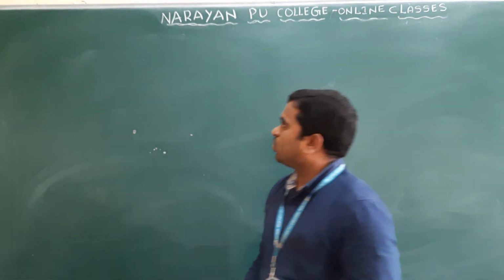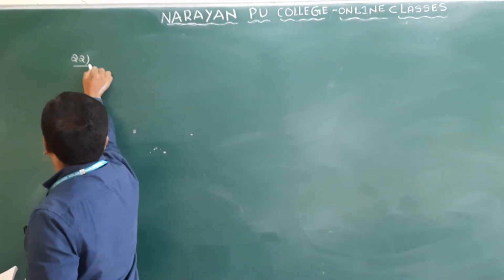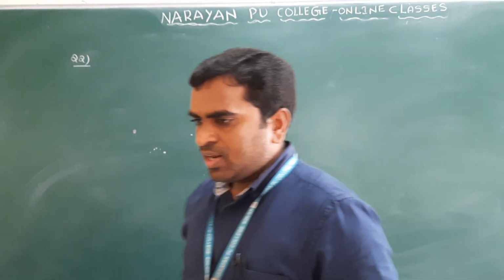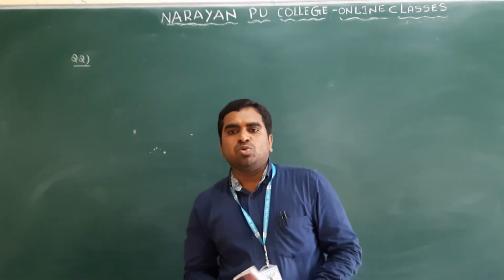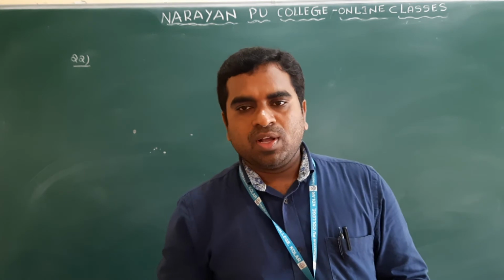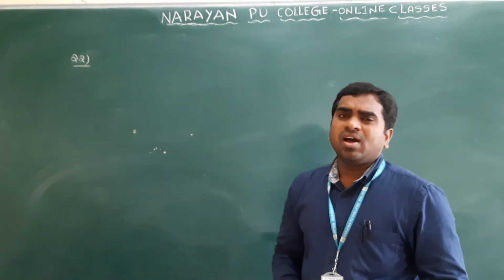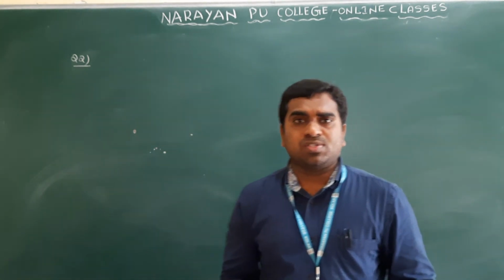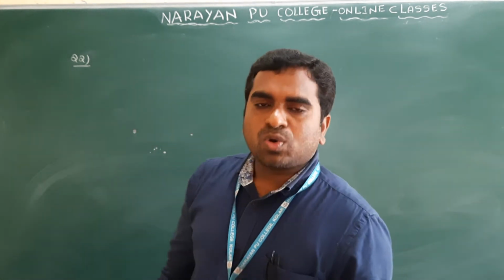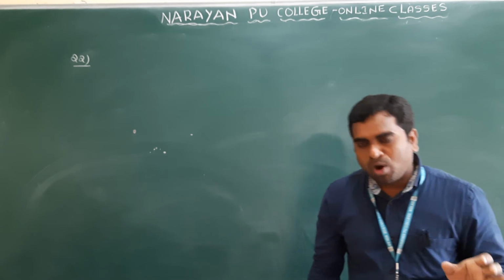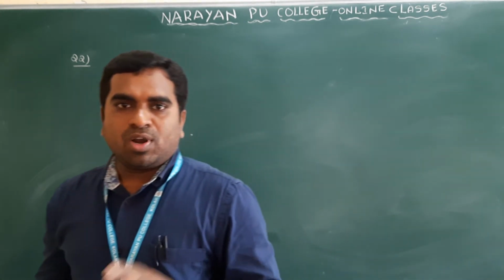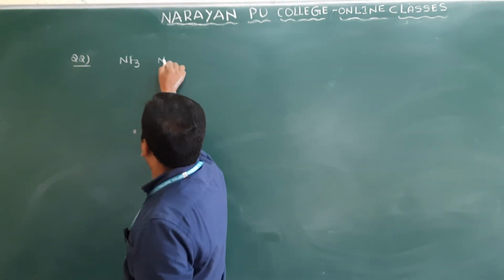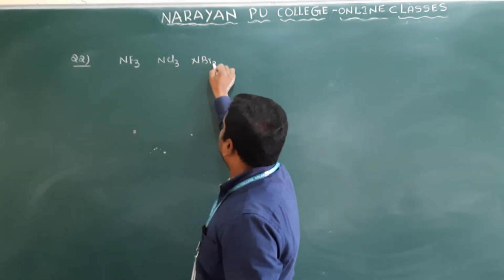Next, see question number 22. Which is the most explosive? I already mentioned this when we discussed the reactivity of the 15th group towards the halogens. All trihalides of the 15th group elements except nitrogen are stable, which means nitrogen trihalides are unstable. Among them, NF3 is the most stable. The trihalides of nitrogen are NF3, NCl3, NBr3, NI3.